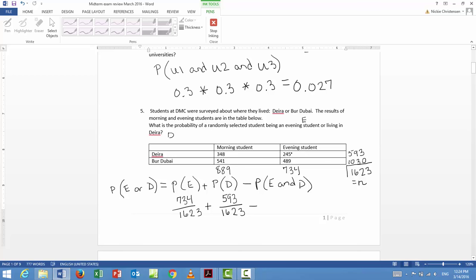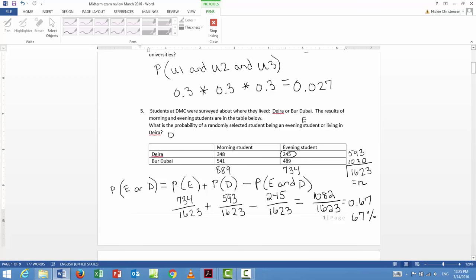So the probability of evening and Dira, as I told you in class, an and question with a contingency table is a very simple thing. We're just going to take the number in the cell where the two events intersect and put it over the sample space. Okay, so if we add those and then subtract out the shared probability, we get 1082 over 1623. Okay, and that is approximately 0.67, which is also 67%, so roughly 2/3.